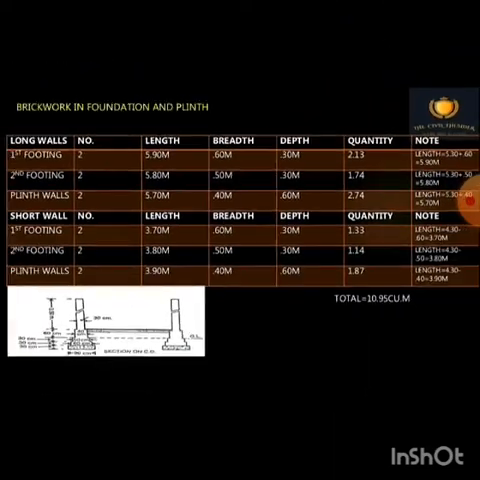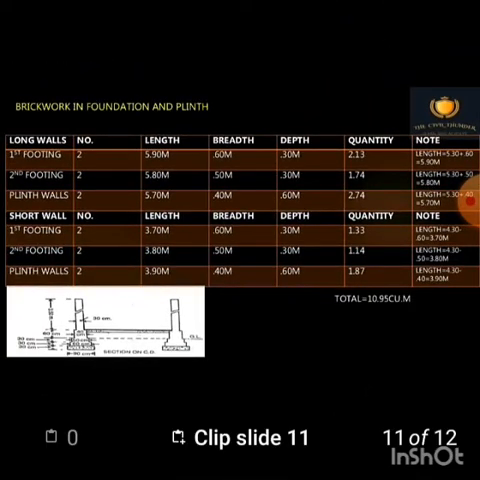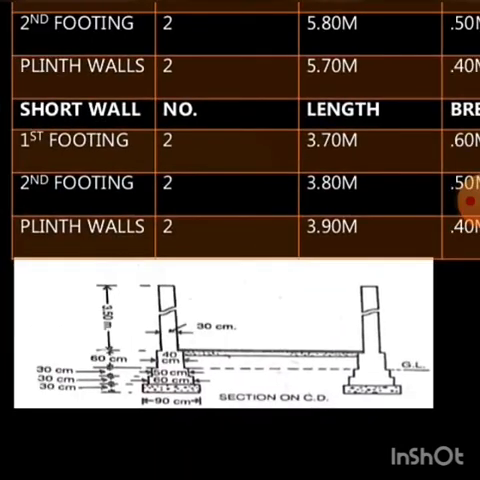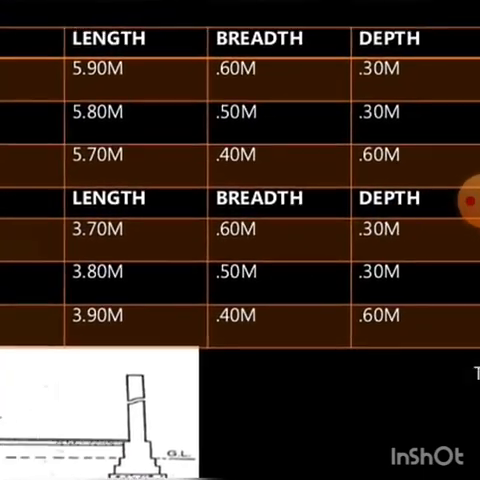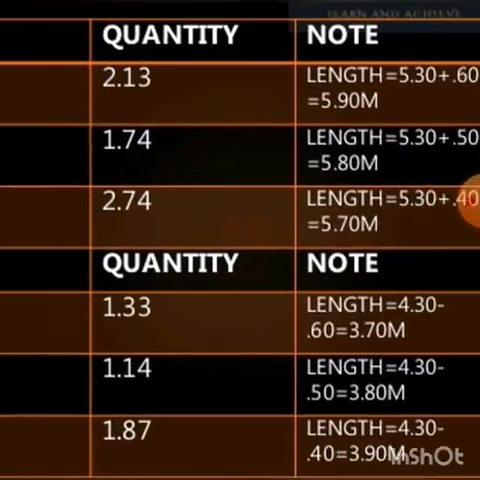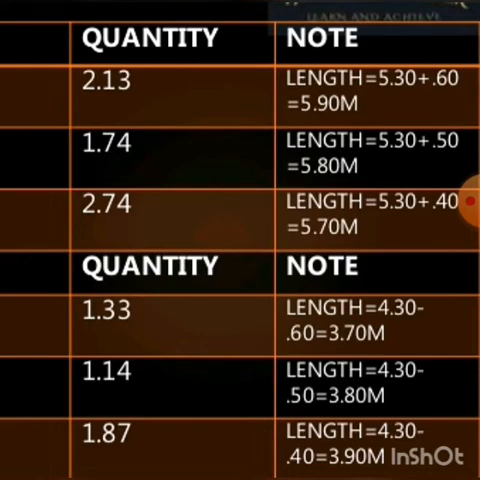Now for footing 2, the width of footing 2 is 0.5 meters or 50 centimeters. Therefore I have noted in this second row, which is the length of footing 2, the out to out length of footing 2 is equal to the center to center length of the long wall plus the width of the footing 2, which is given as 0.5 meters. Therefore the outer to outer length of the long wall in footing 2 is 5.8 meters.